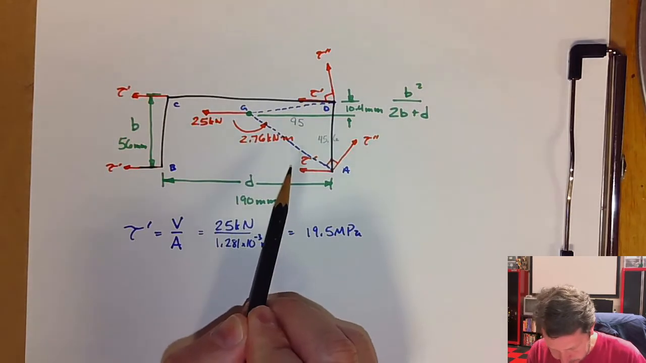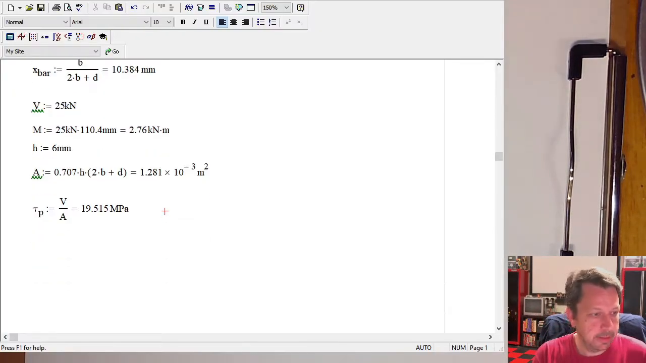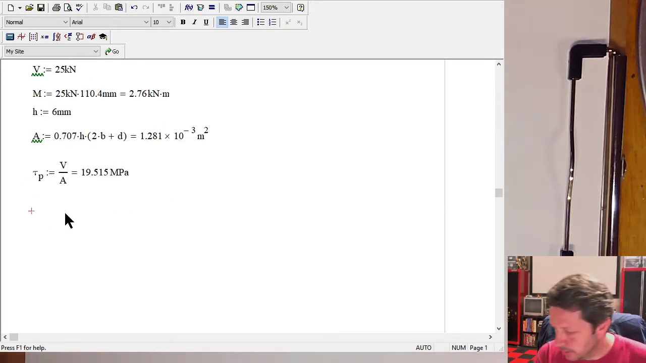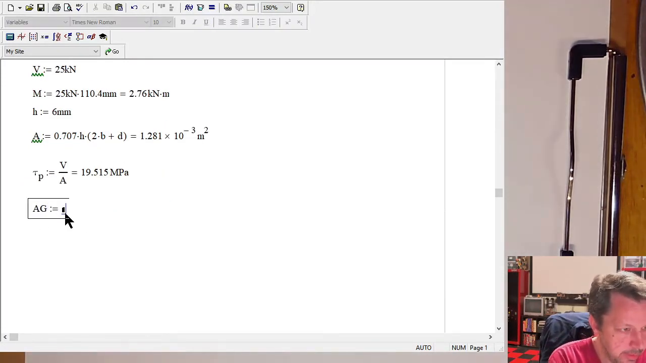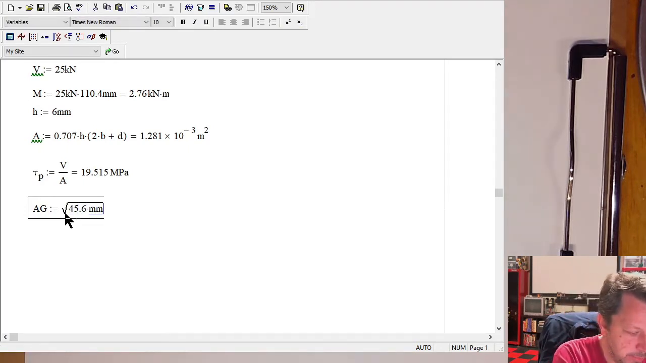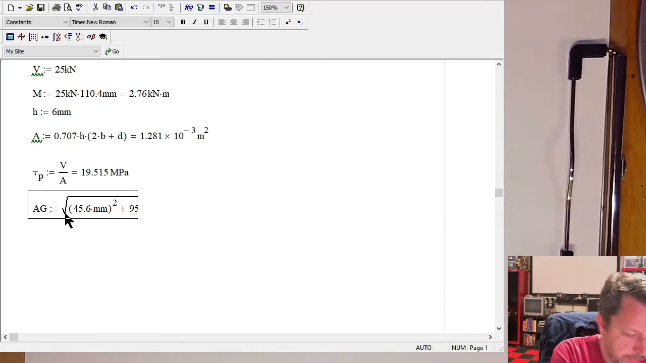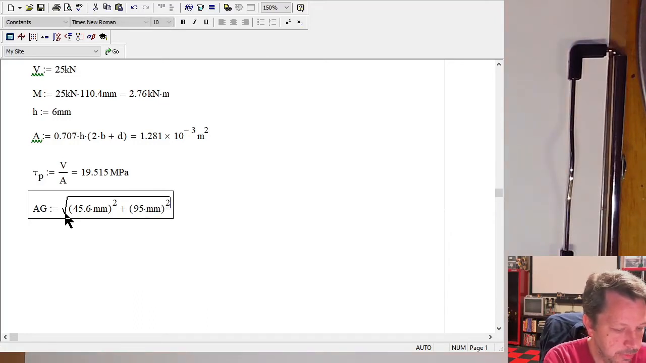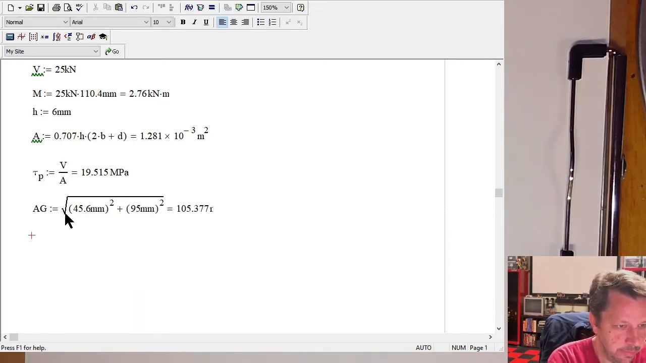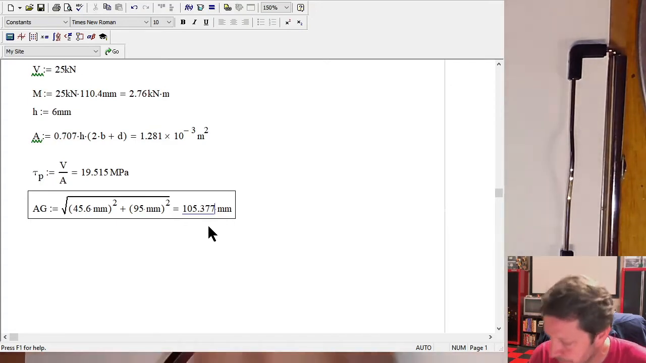So this length turns out to be, let's see, Mathcad. We'll call that AG equals the square root of 45.6 millimeters squared, not cubed, squared, plus 95 millimeters squared. That's 105.377. I believe your book rounds this off to just 105 millimeters.